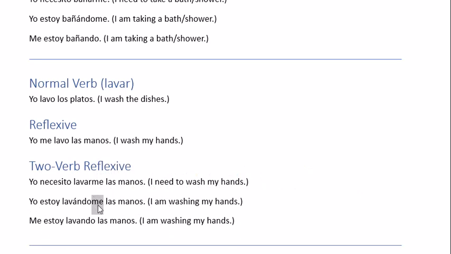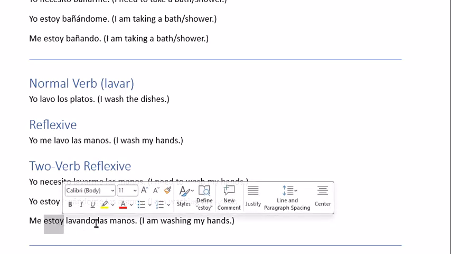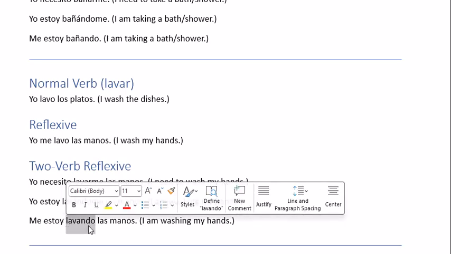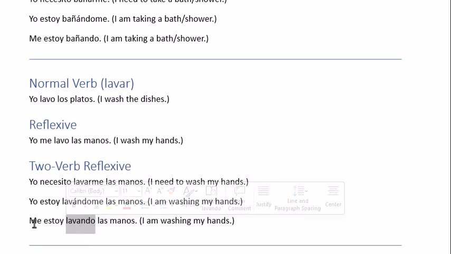Or, again, the me can come before a conjugated verb or after a verb that has not been conjugated. Technically, ing endings don't really count as verb conjugations. But anyway, just know that it can come before a conjugated verb or after a non-conjugated verb. Okay, so me estoy lavando las manos.